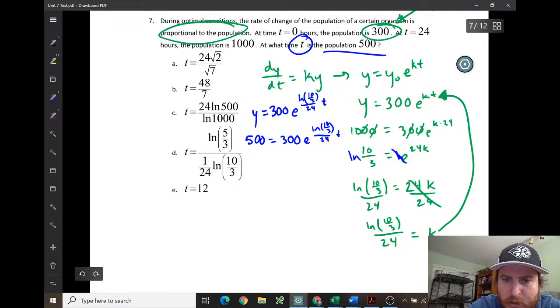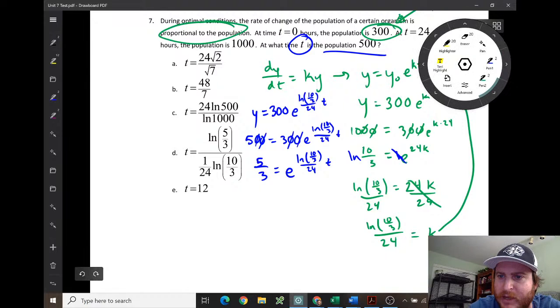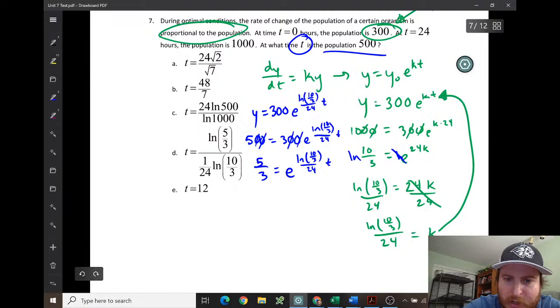Okay, so we can cancel out those zeros, divide both sides by 3. We get 5/3 equals e to the power of the ln of 10/3 over 24 times t. Now I want to get rid of my e, so I'm going to take the ln of both sides to cancel out that e, and that gives us the ln of 5/3 equals, and I'm going to write it this way since they have it as 1/24 ln of 10/3, just to show how they wrote it.